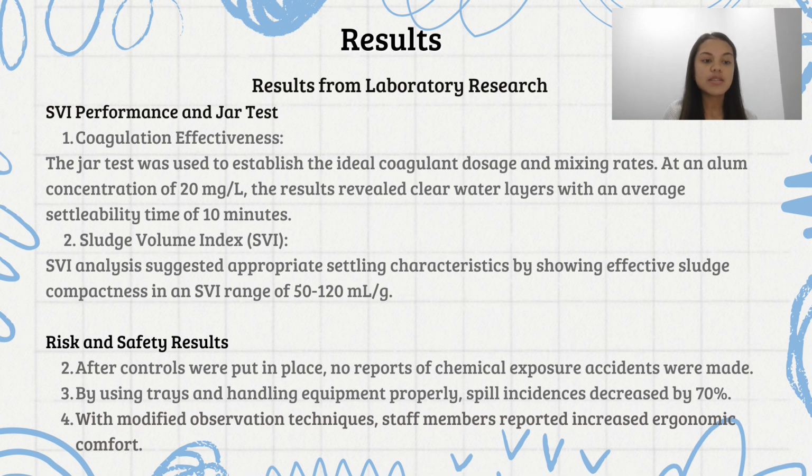So for the risk and safety results, we have several results. After controls were put in place, no reports of chemical exposure accidents were made. And by using trays and handling equipment properly, spill incidents decreased by 70%. And the last one, with modified observation techniques, staff members reported increased ergonomic comfort.